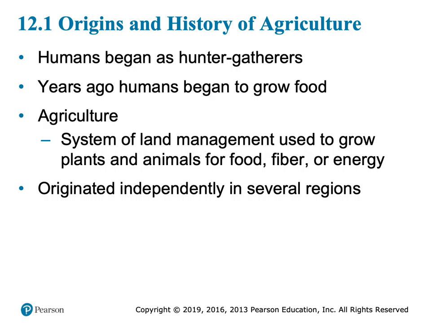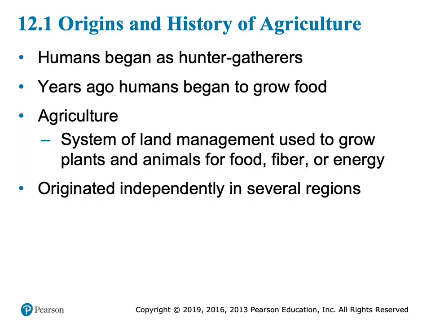All right, so the origins and history of agriculture. Humans initially began as hunter-gatherers before they were able to develop the tools and necessary knowledge to domesticate plants and animals. Years ago, humans began to grow food. The word agriculture is your first blank in your notes under 12.1. Agriculture is the system of land management used to grow domesticated plants and animals for food, fiber, or energy, and it originated independently in several regions of the world.